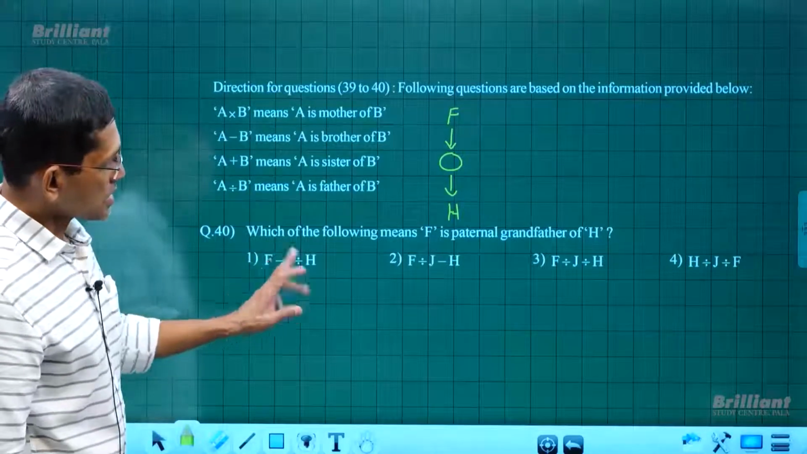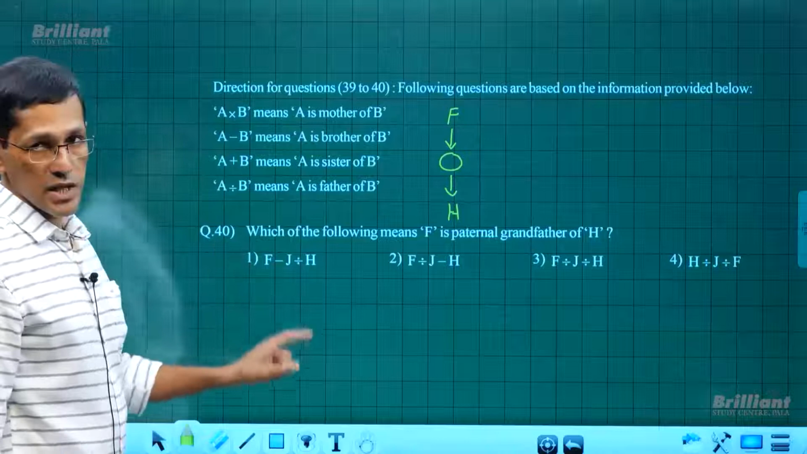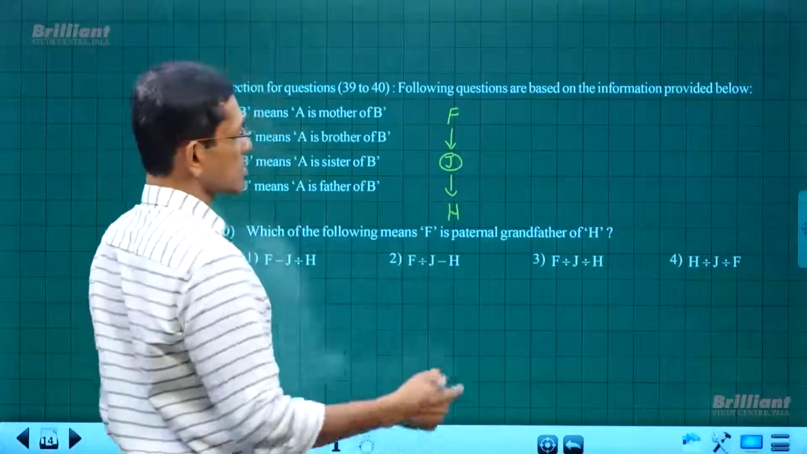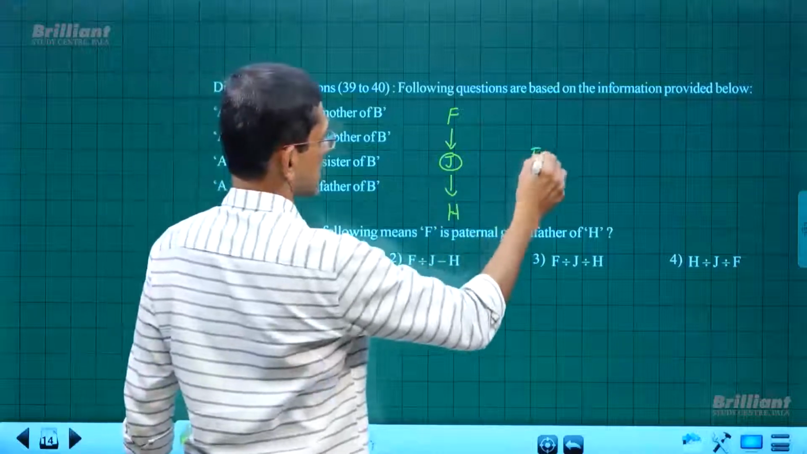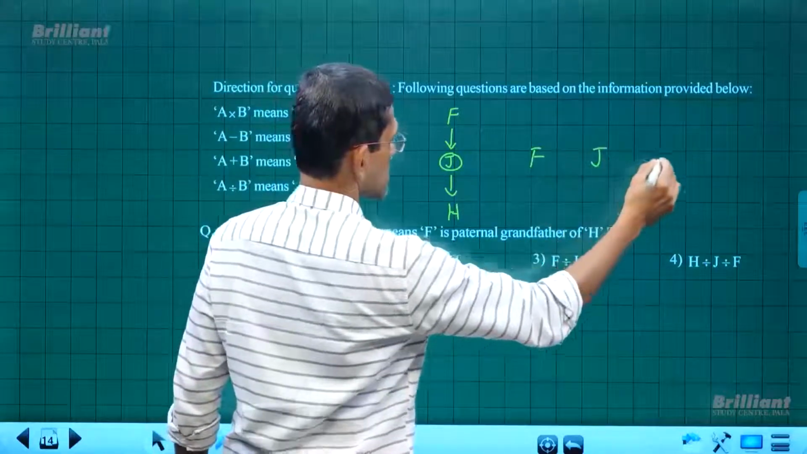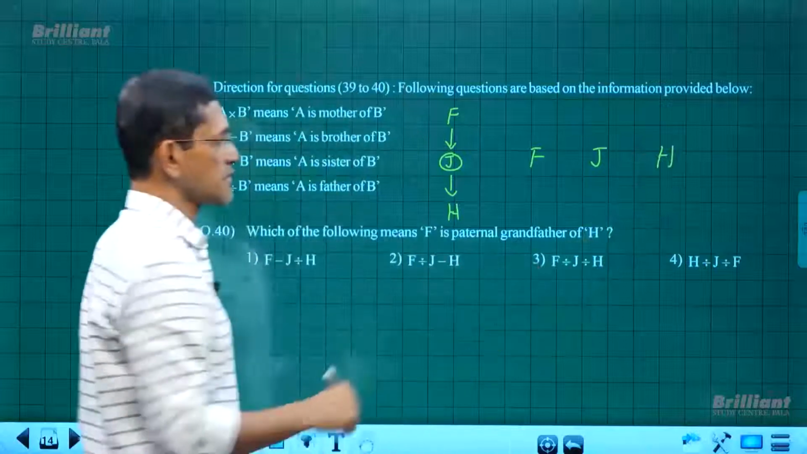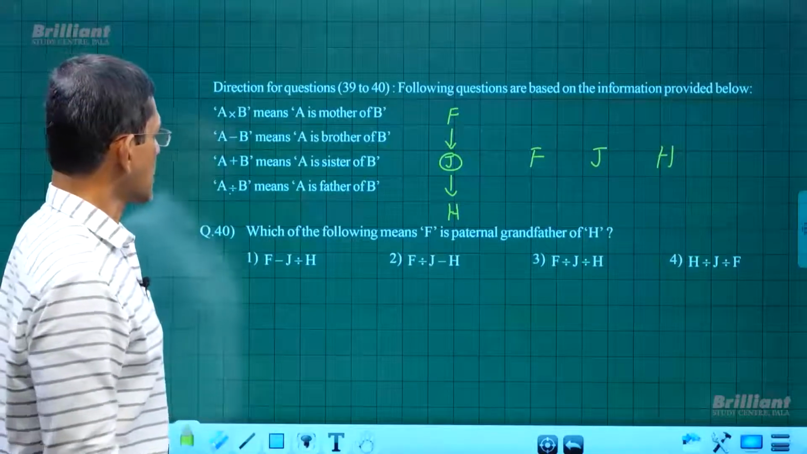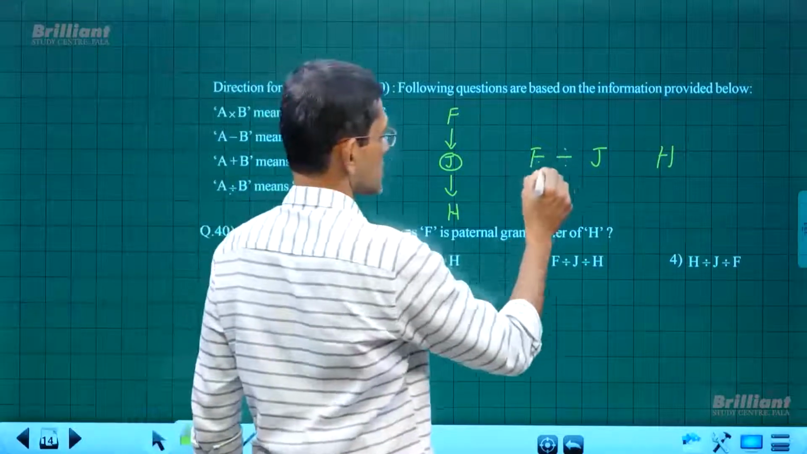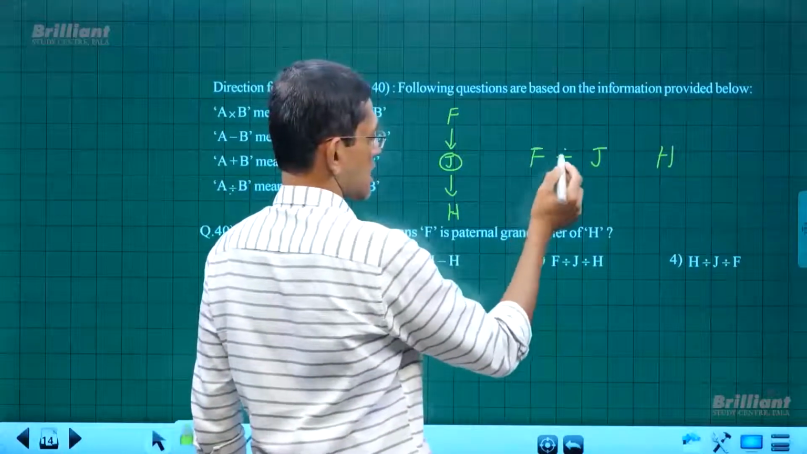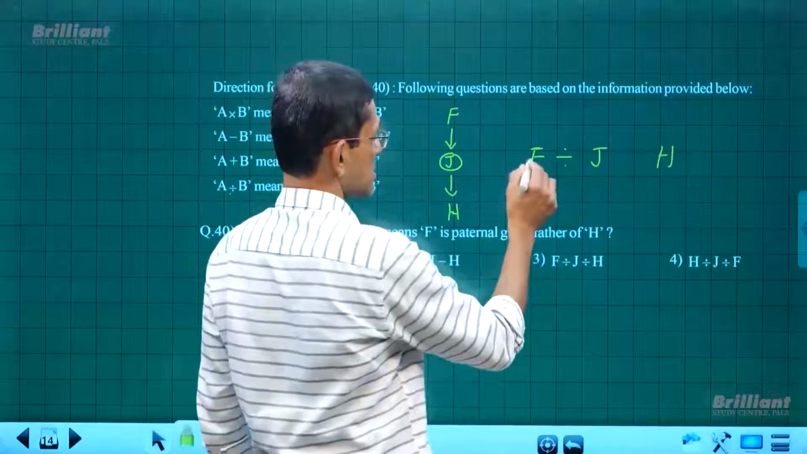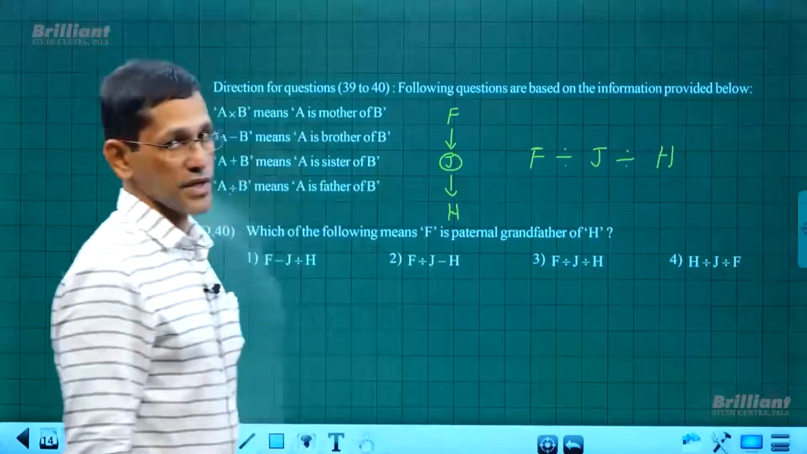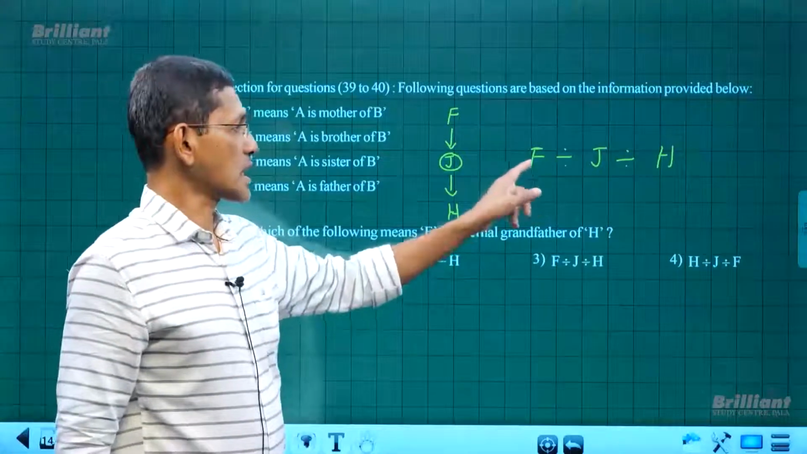Along with F and H, we have J. So we assume that J is the father of H. And what is the relation here? F must be the father of J, and J must be the father of H. What's the symbol for father? Divided by. So F divided by J means F is the father of J, and J divided by H means J is the father of H. So F is the paternal grandfather of H.